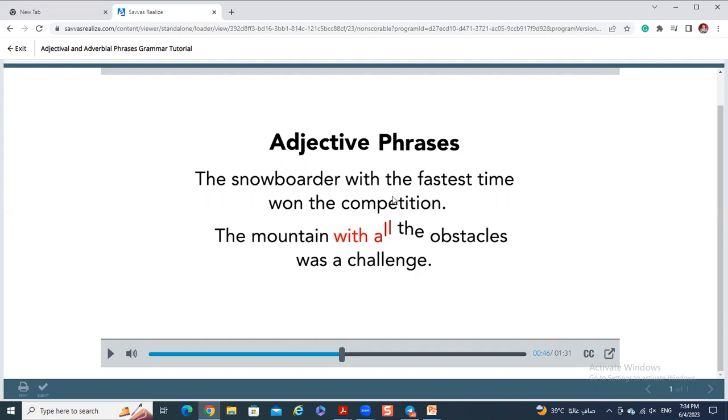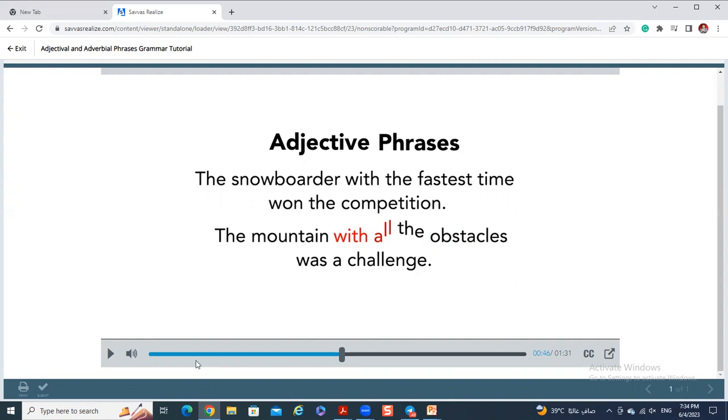Now, with the fastest time describes or modifies competition. That's wrong. It's not the competition with the fastest time. It must be the snowboarder with the fastest time. Because of that, when you find the modifier not in its place, you have to be sure, and we studied this in the EST course, that it follows the word that it modifies.